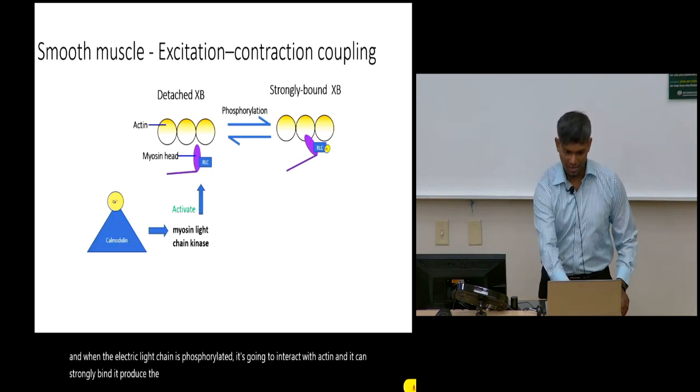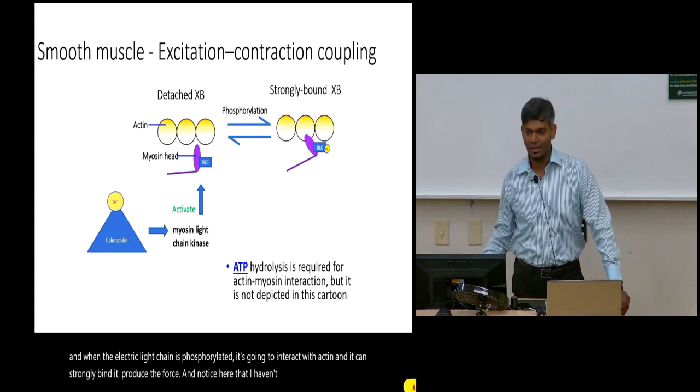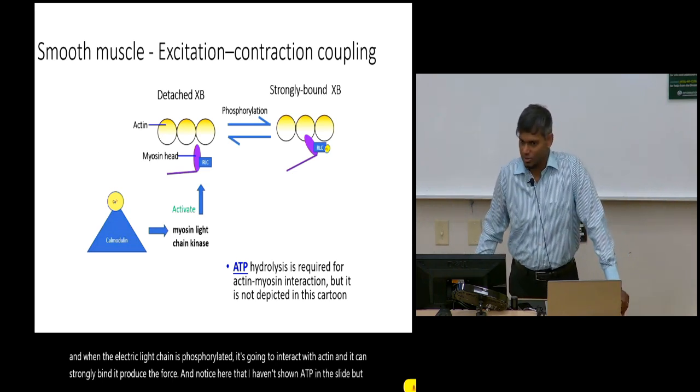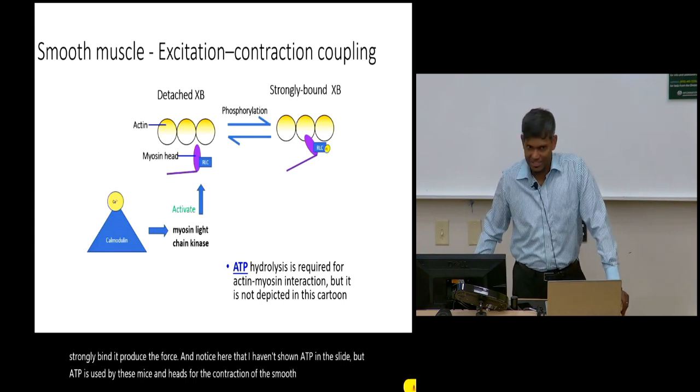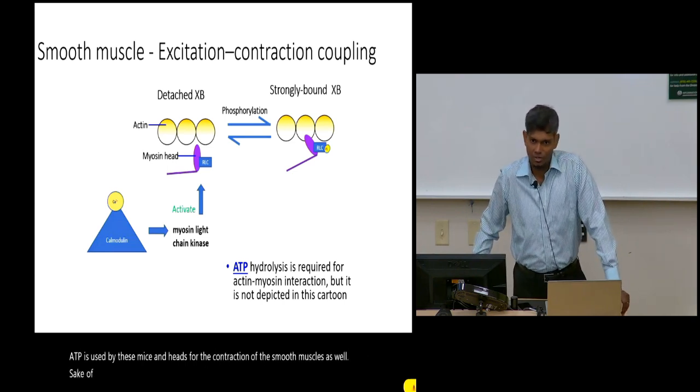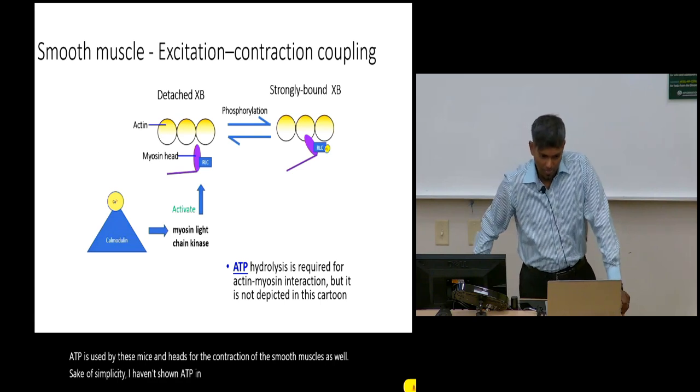And notice here that I haven't shown ATP in this slide, but ATP is used by these myosin heads for the contraction of the smooth muscles as well. Just for the sake of simplicity, I haven't shown ATP in this cartoon.